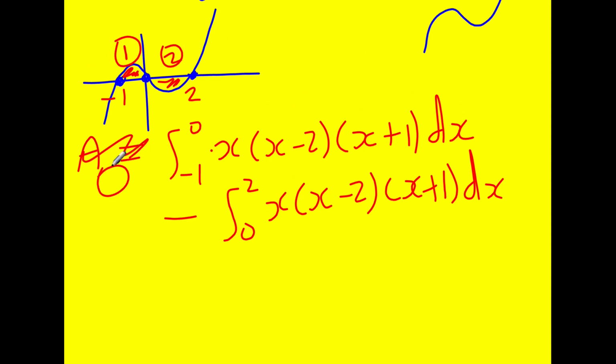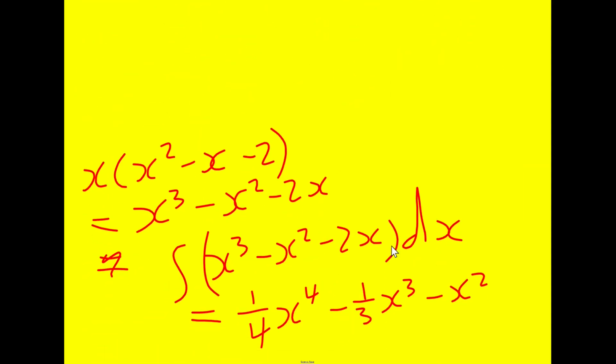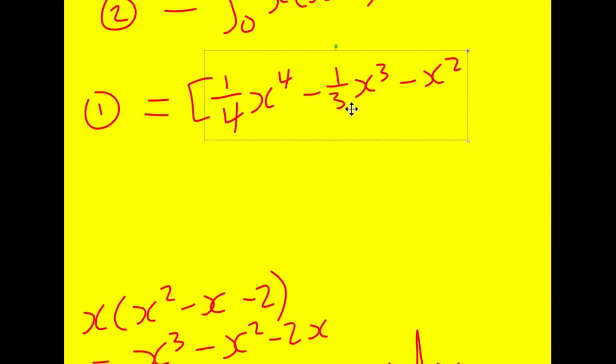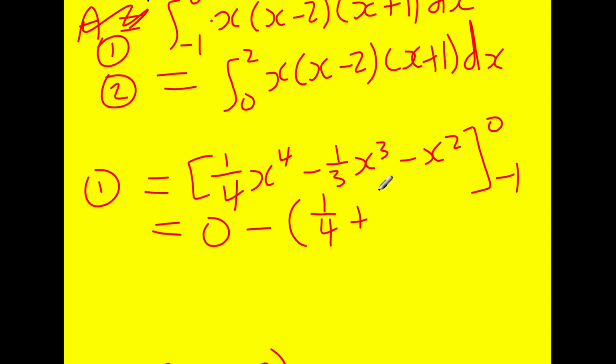So area 1 is this, and area 2 is this second one. So if I want area 1, it's going to be brackets, and then I've got my result from before, close brackets, 0 minus 1. I'm going to substitute in for that. When I put 0 in, I'm going to get 0, and I'm going to minus a quarter. That's going to become minus 1. It's going to get plus a third, and then I'm going to minus 1.